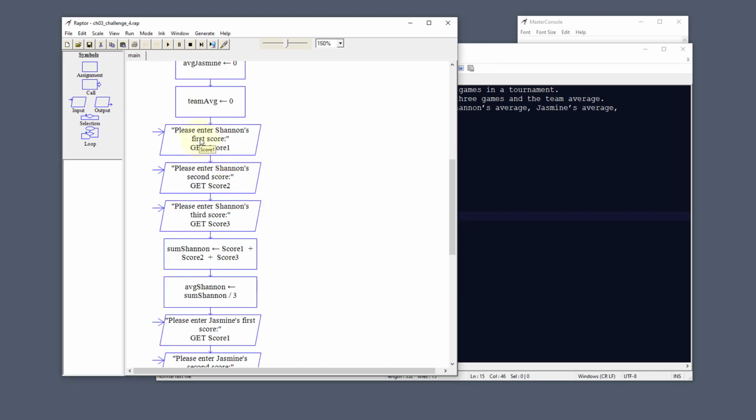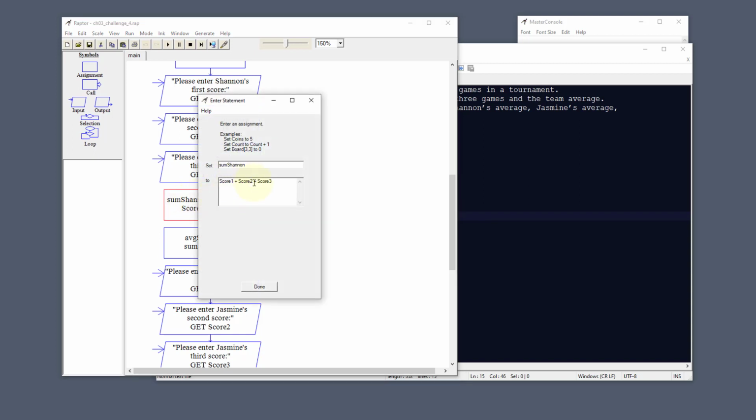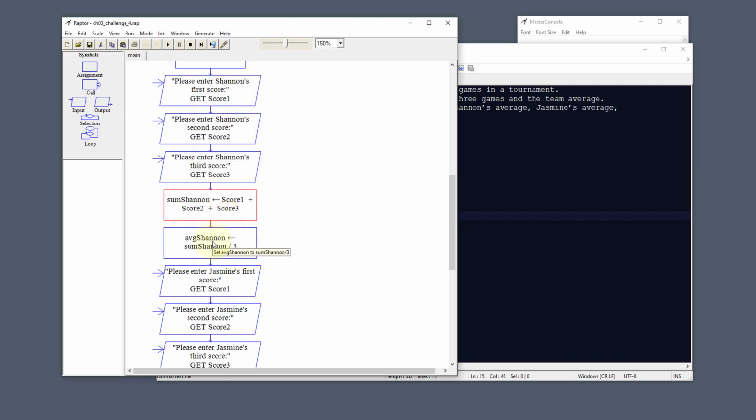And then we're going to ask the users to enter Shannon's score first. So we're going to take Shannon's score, and we're going to set score 1, score 2, and score 3 for Shannon's. And then we're going to set sum of Shannon. So we need to take those 3 scores and do a calculation on them. And that's going to be score 1, score 2, and score 3. And then that will set the variable of sum Shannon to that amount. And then we're going to say the average of Shannon is the sum of Shannon divided by 3 because there's 3 scores.